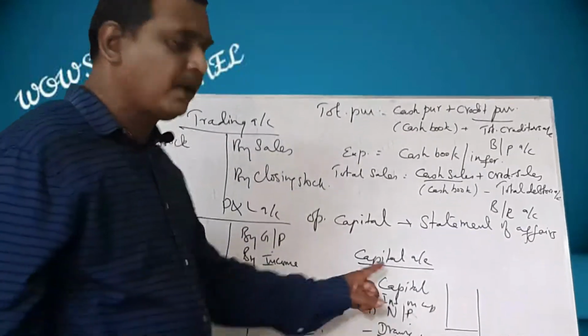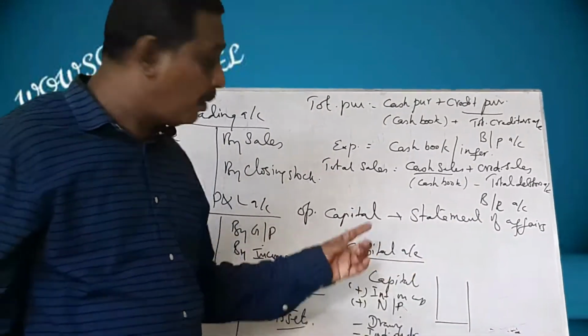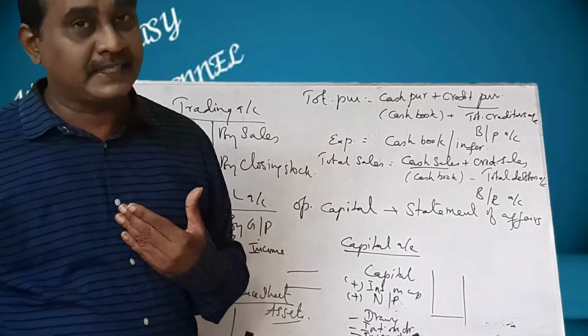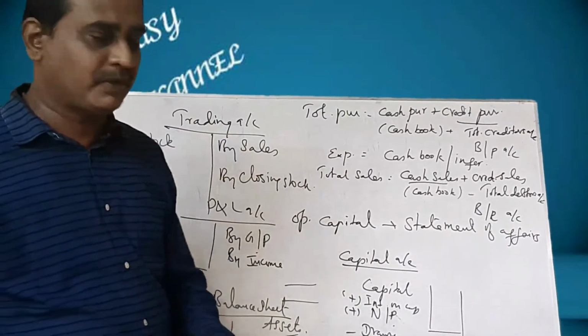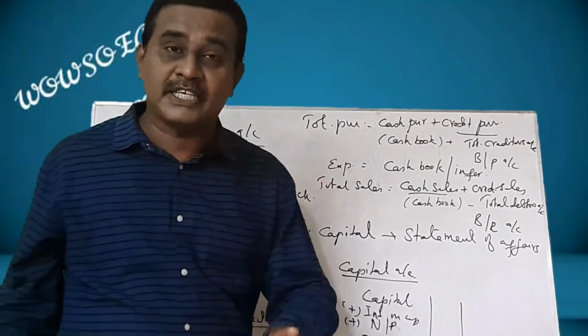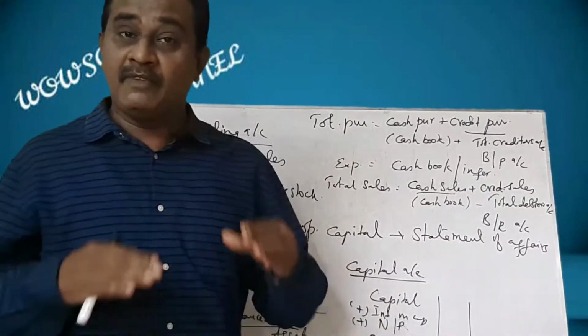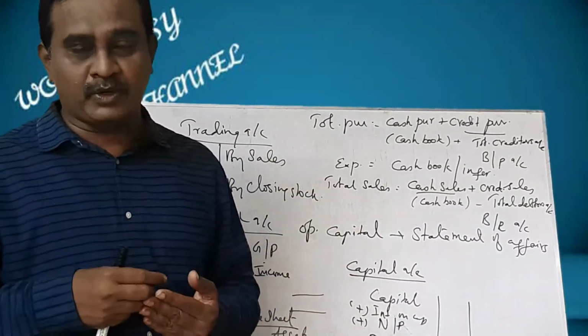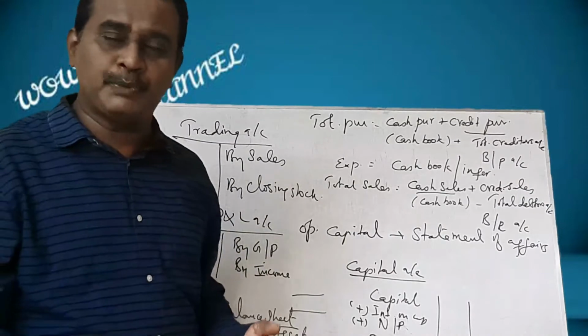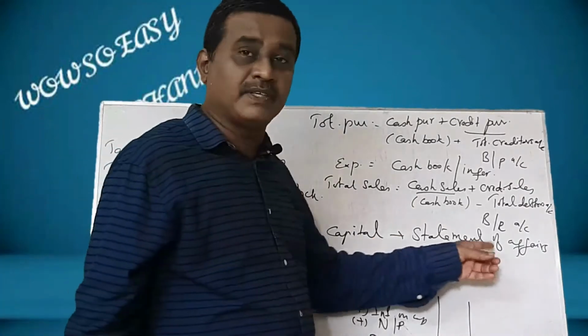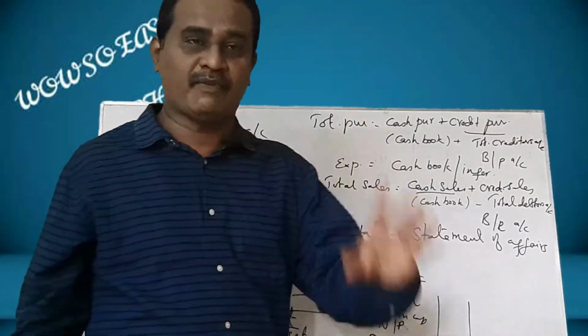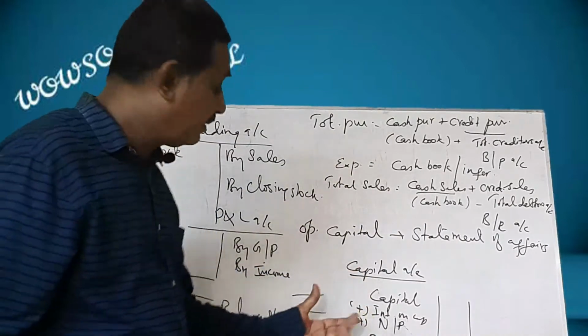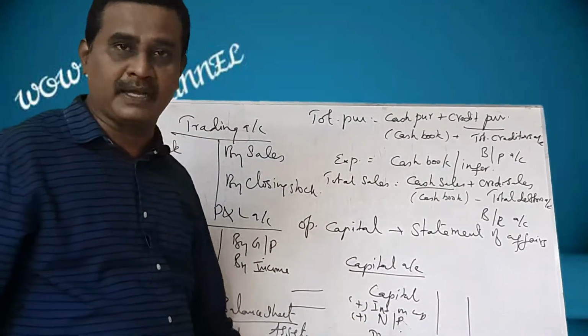To prepare capital account, we need capital. Opening capital is needed. How to get that opening capital? First, you have to see whether opening capital is given in the sum or not. If it is given, you take the amount. If it is not given, you have to prepare a statement of affairs with the opening balances and find out the opening capital. And this is the format of capital account.